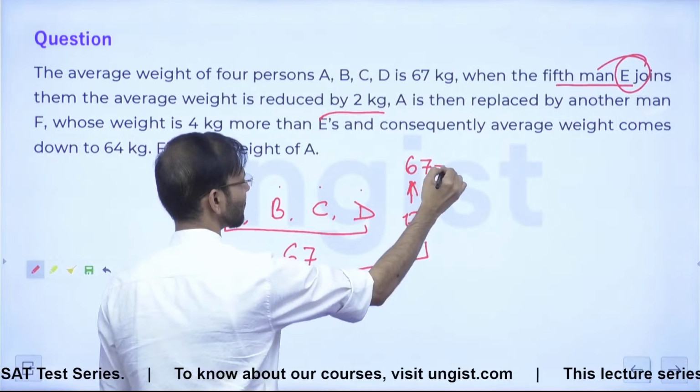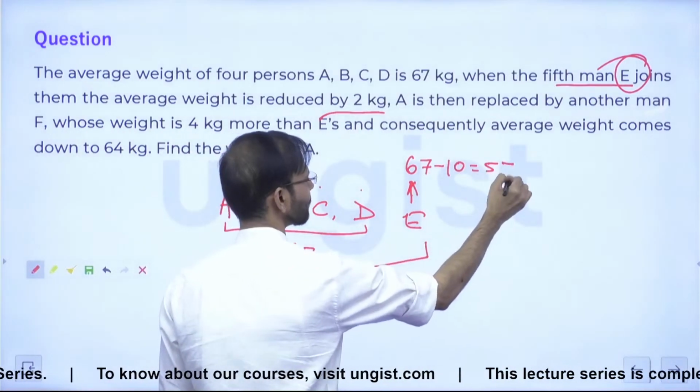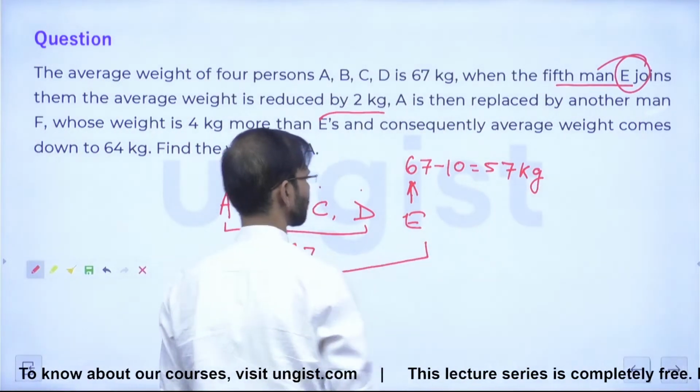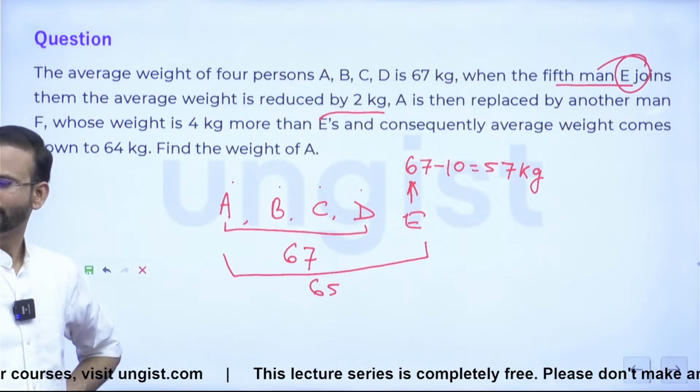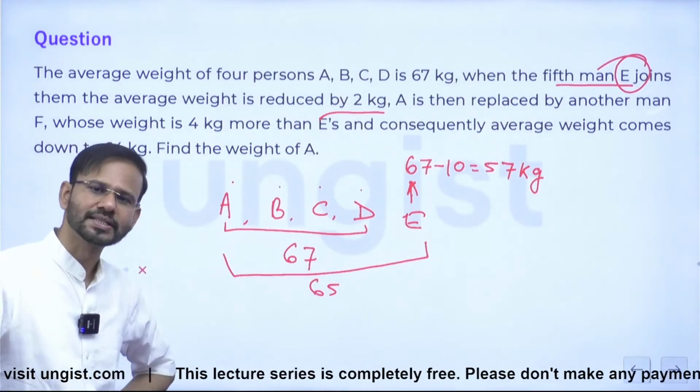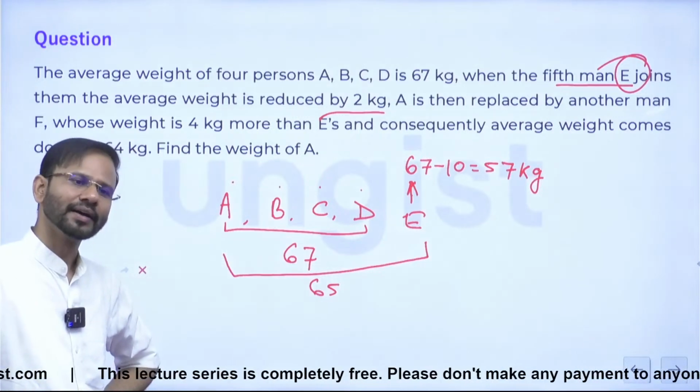It means 67 minus 10. So weight of E will be 67 kg. Everybody clear? Right? The weight of E will be 67 kg. Guys, fine?